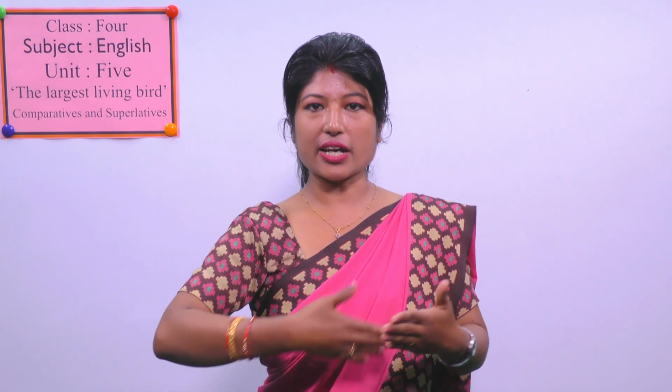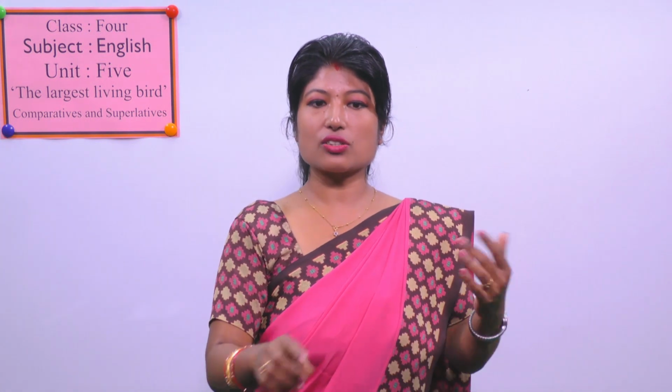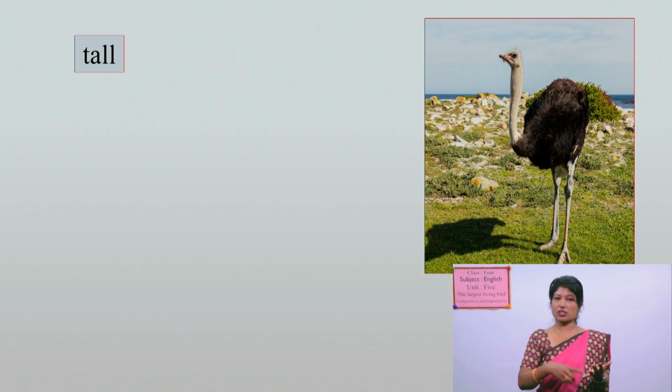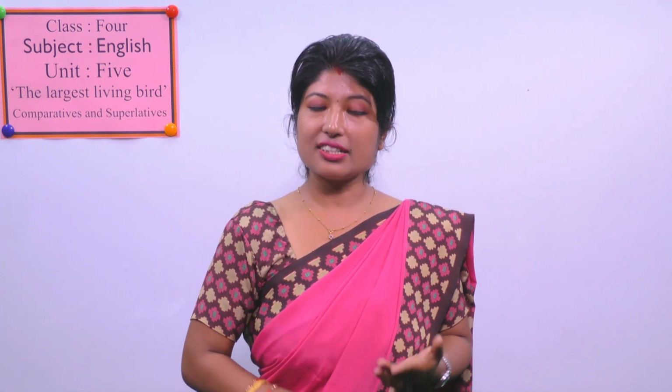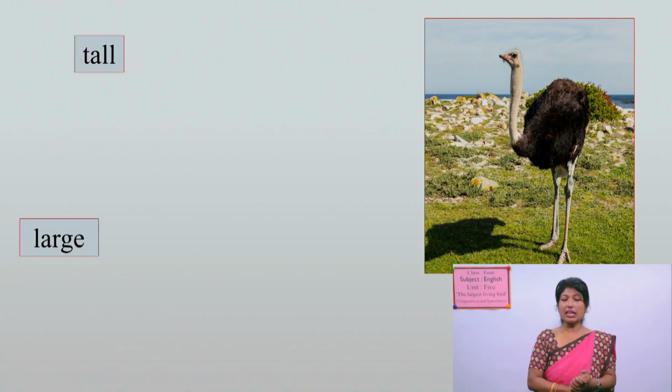Anyways, okay, next one. As a summary of what we talked about, the adjectives, once again I'd like to remind you. Likewise, we can talk about the height of the ostrich, tall. How can we make the comparative form of tall? We can make it tall, taller, tallest, or the tallest. Tall, taller, the tallest.